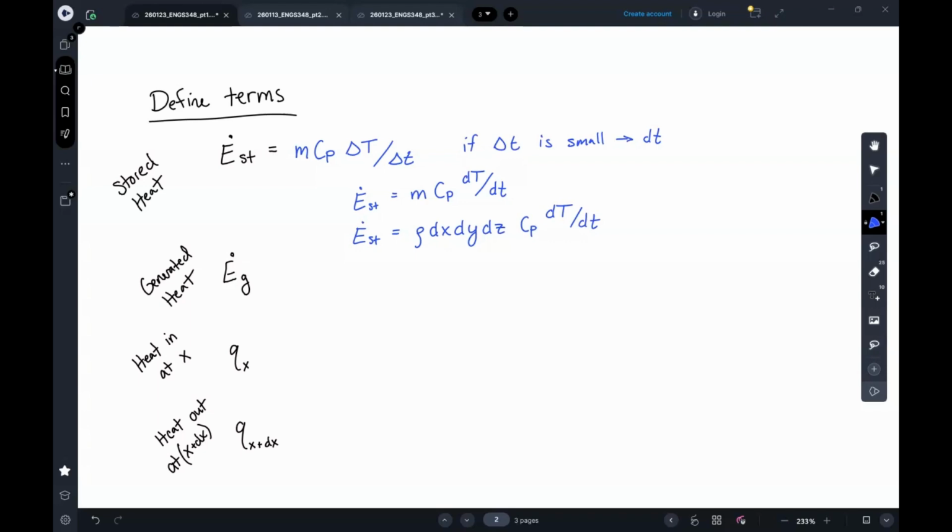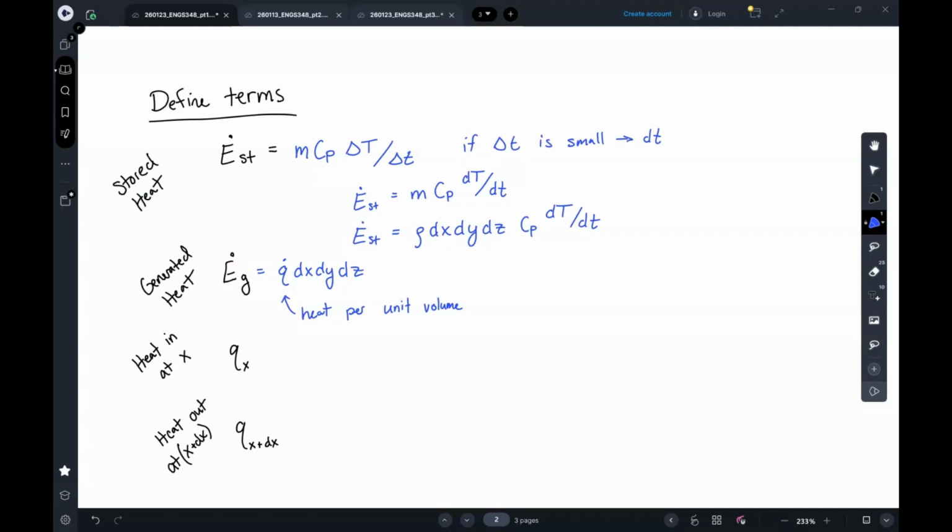Now, our generated heat is going to be equal to the amount of heat we generate per unit volume, times the volume. So again, that's dx, dy, dz, the size of our cube.